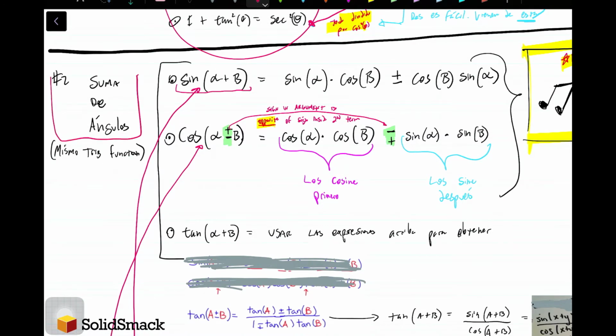Then we have the sum of the angles. This is the one thing that you need to memorize and recognize. So whenever you see sine and then alpha plus beta or a plus b, you can expand that into this.